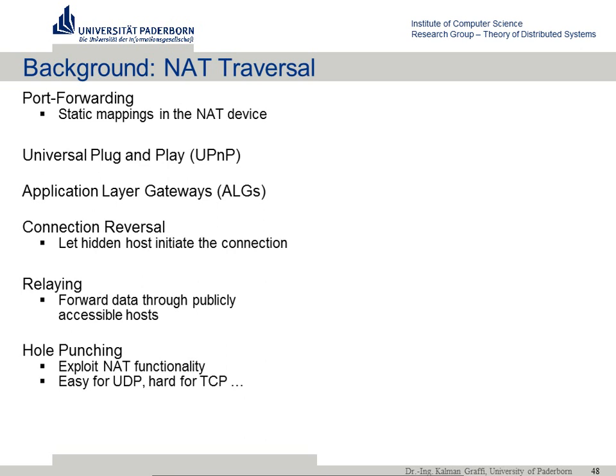There are different approaches to solve this NAT traversal for P2P networks. We will have a look at a few. First of all, you can have port forwarding, with static mappings in the NAT device, where you write down that if a message comes for this port, it is forwarded to that device. You might have universal plug and play, where, basically, if you send out a message, it memorizes where it came from, and you can automatically configure your NAT with that.